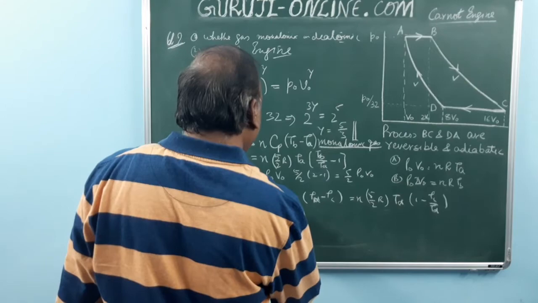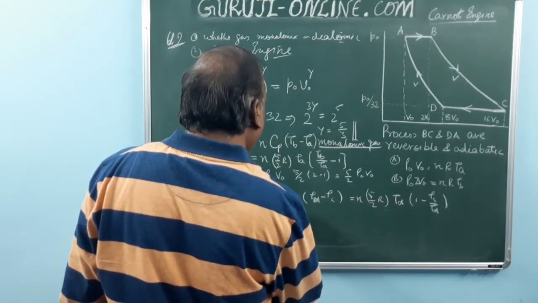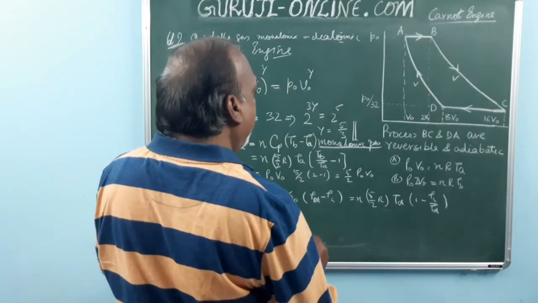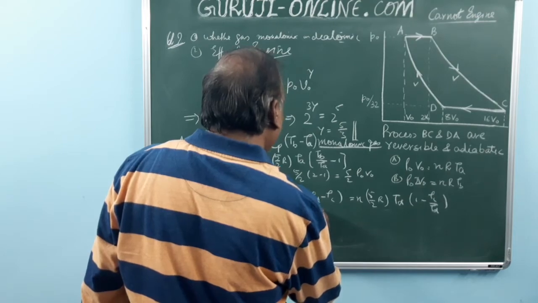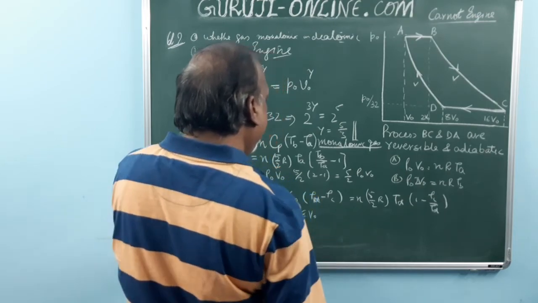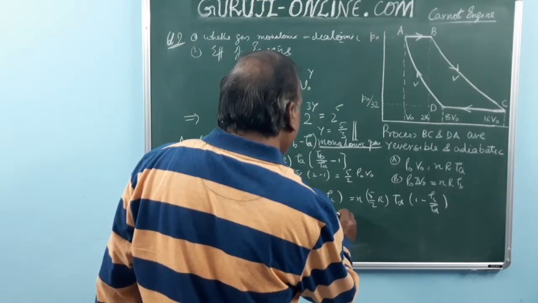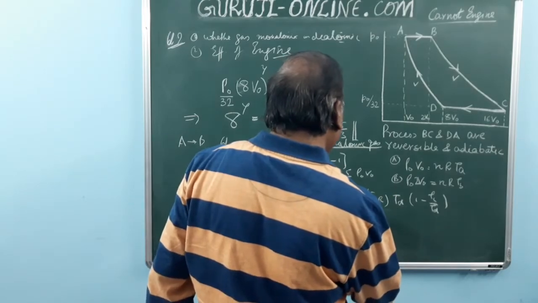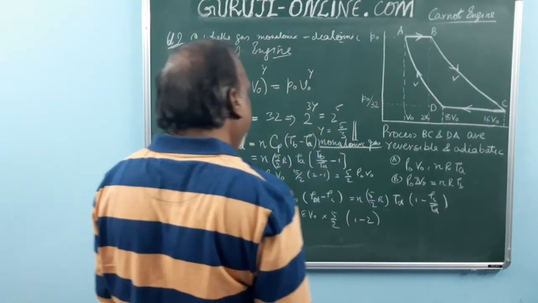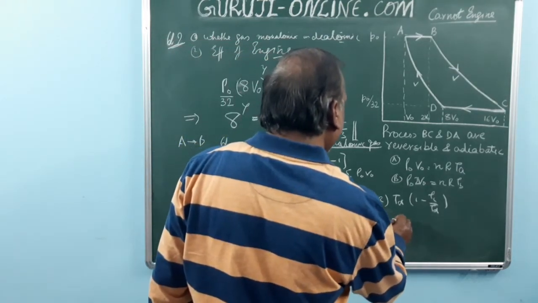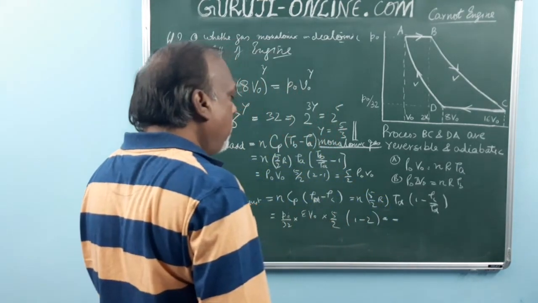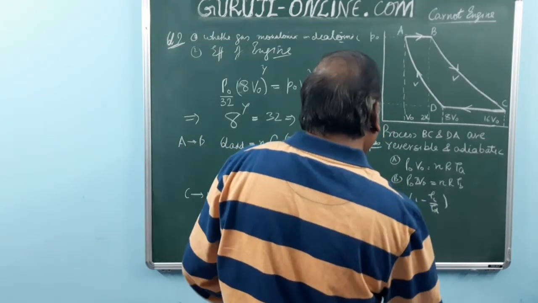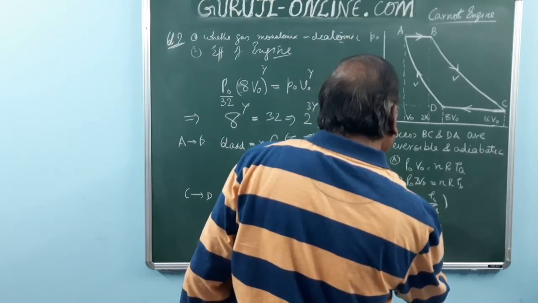P0 V0 upon 32 into 8 V0, into 5 by 2, and here it will be nothing but 1 minus 2. So this will come as minus 5 by 8 P0 V0.